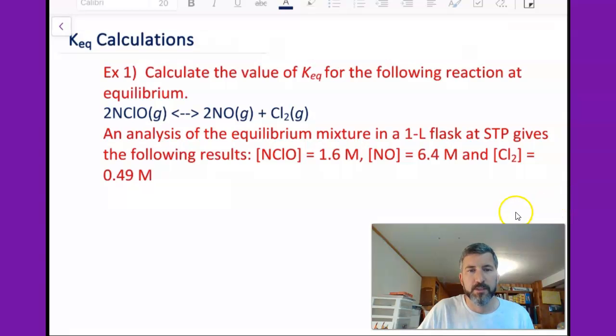Okay, so we're given these concentrations of everything in the reaction. The first thing I want you to do is come up with the KEQ expression. So forget about numbers, forget about molarities, and just come up with the KEQ expression.